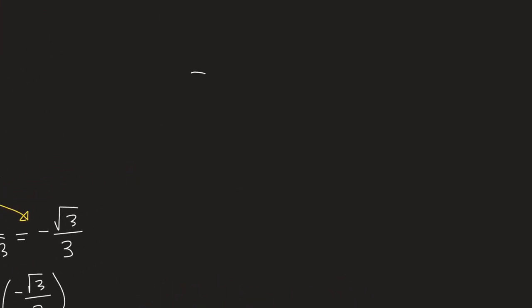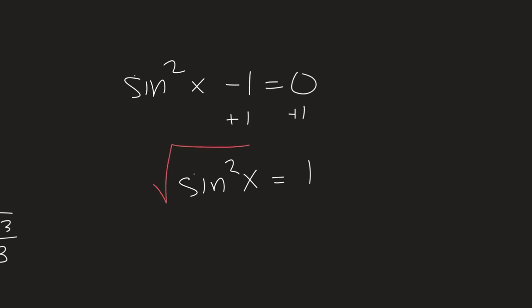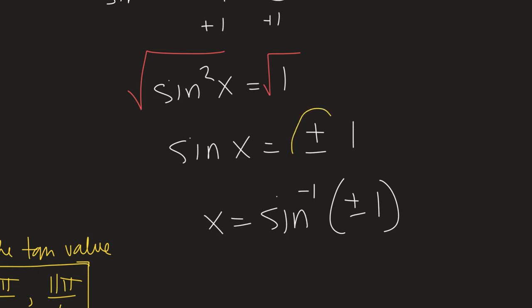What about if I had sine squared of x minus 1 equals 0? Okay, so then I would add 1 to both sides. Sine squared x equals positive 1. And I would take the square root of both sides. Well, something we learned in algebra is that when you take the square root, you get positives and negatives. So our answers are everywhere the sine is either positive or negative 1. It's really important to remember when you square root things, you get positives and negatives.